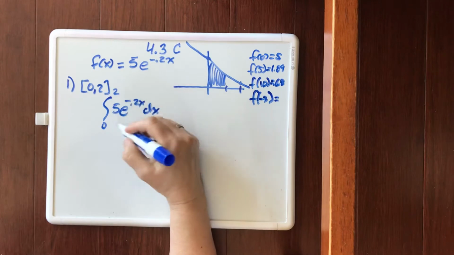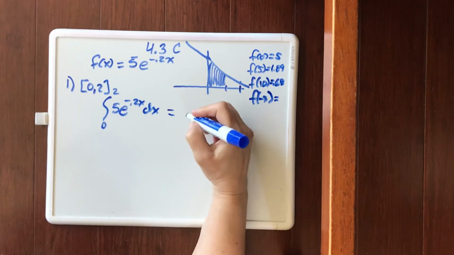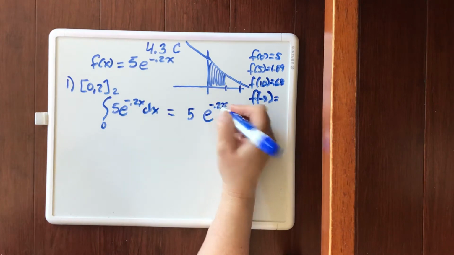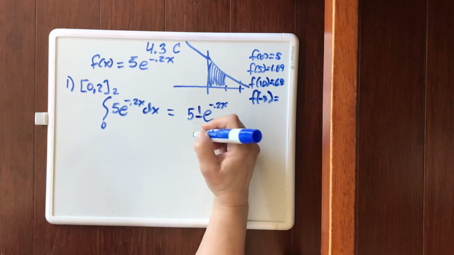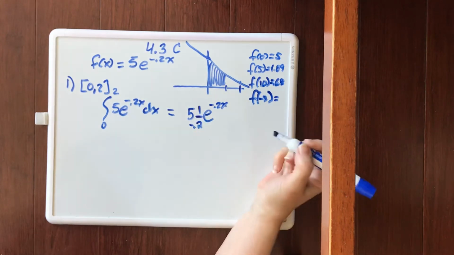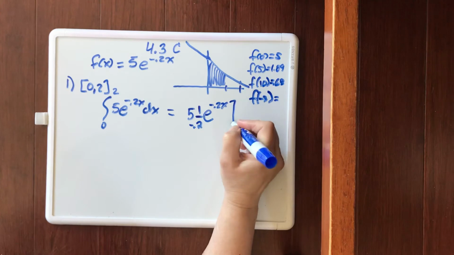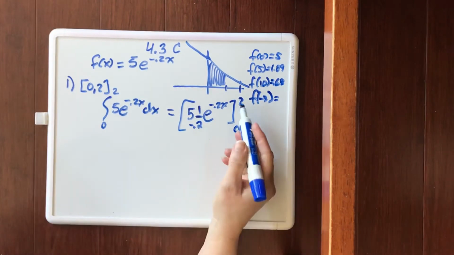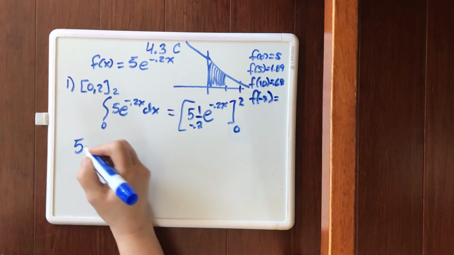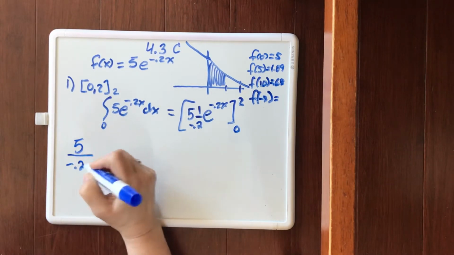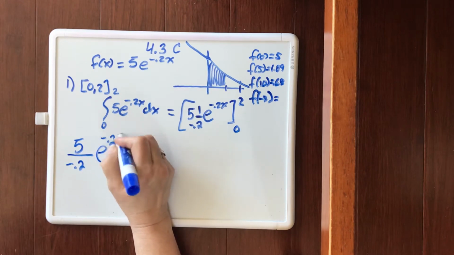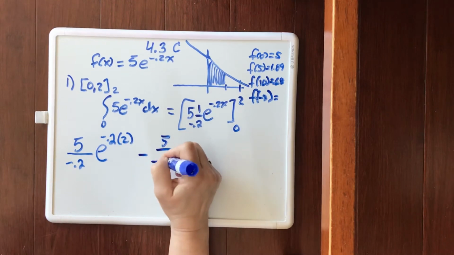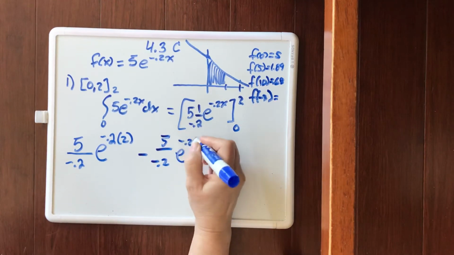So we have to integrate this. So we keep the 5, we keep our e to the negative 0.2x, and then we divide by our negative 0.2. Okay? And then we're going to do this from 0 to 2. All right, so we're going to put in the 2 first. 5 over negative 0.2, e to the negative 0.2 times 2, minus 5 over negative 0.2, e to the negative 0.2 times 0.